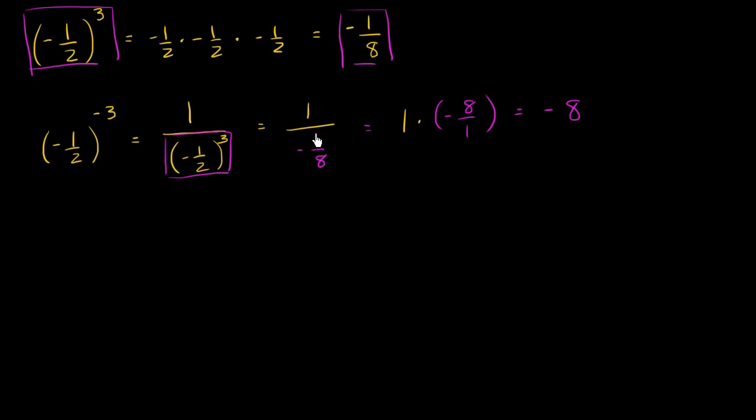The important thing I want to emphasize here is that you shouldn't view this negative as negative multiplication. Notice, this negative did not change the sign of what the eventual value is. You got negative 1/8, you got negative 8. What it did is it changed the magnitude. So this is negative 1/8. When you took it to the negative 3rd power, you took the reciprocal of that, which is negative 8.